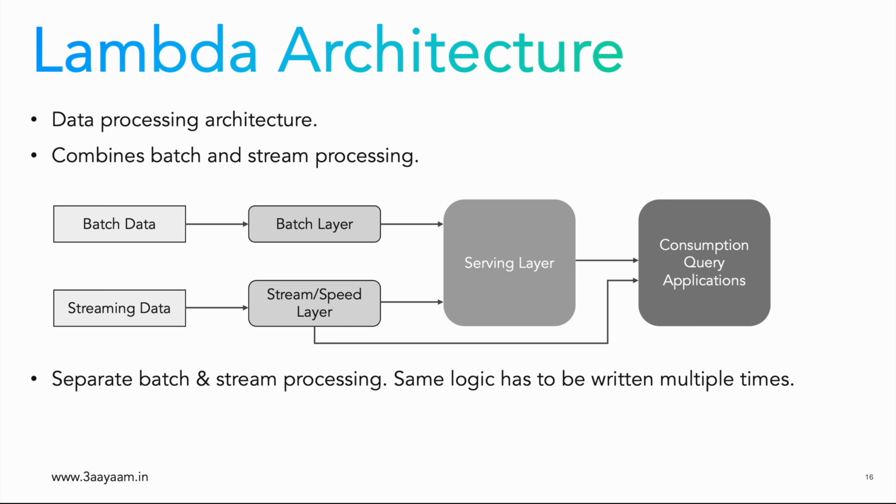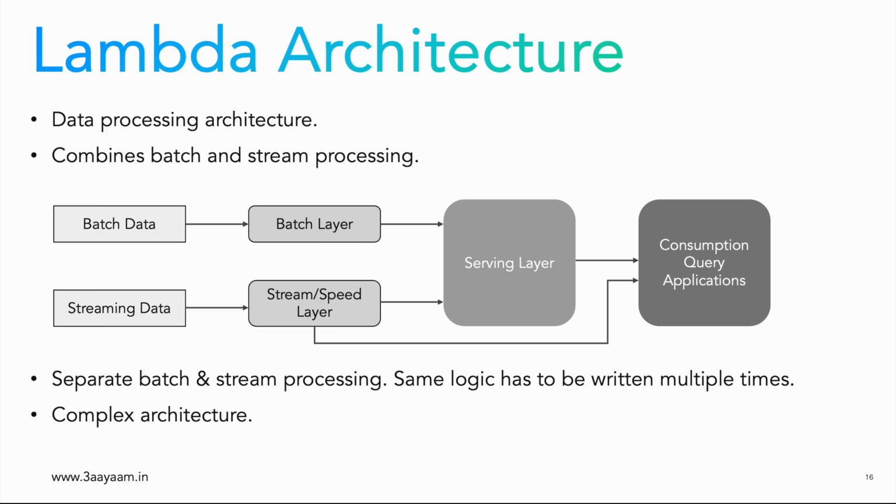The batch processing might itself have multiple logic, and so can the stream processing. But what I'm trying to say here is that whatever logic you write, you have to write it for batch data and stream data separately. And eventually you'll have to converge them in the serving layer. That's what Lambda architecture says, that you have to have a separate batch processing and a separate stream processing.